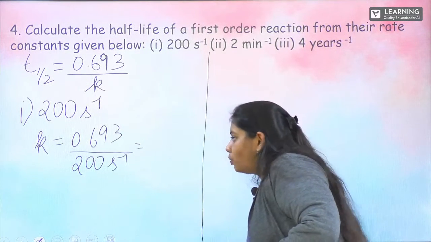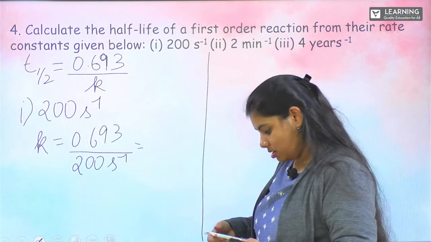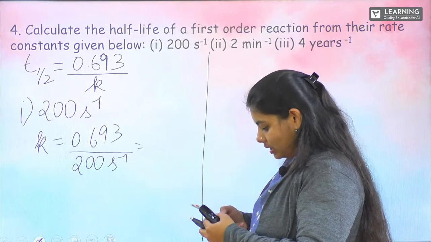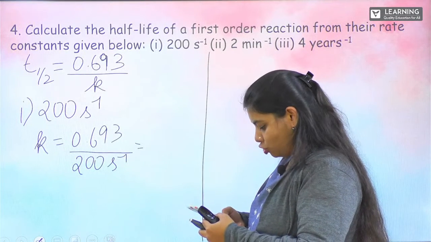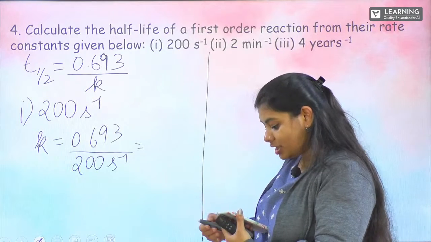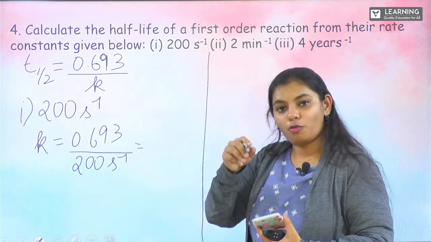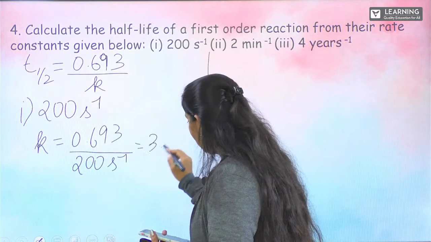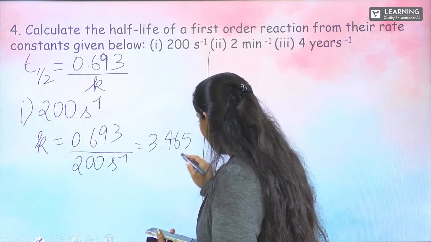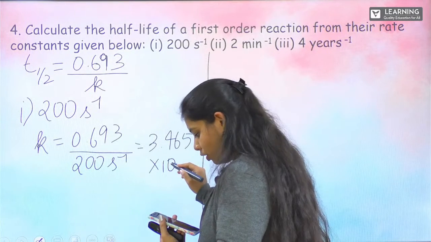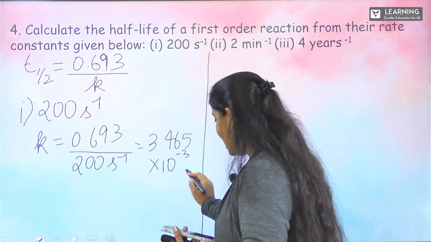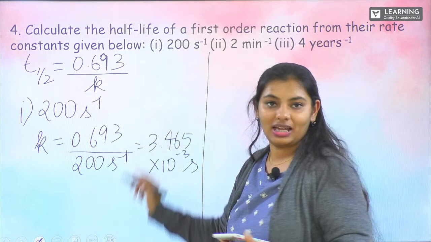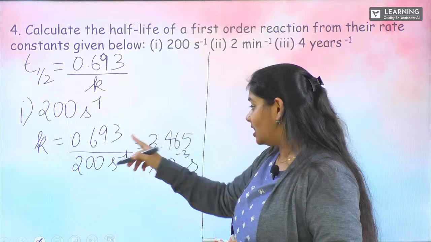Can you all calculate along with me and find this answer, which is going to be 0.693 divided by 200. That is 0.003465. So if I move the decimal point, I get 3.465 into 10 to the power of minus 3 second. Second inverse is going to go up and then we get second. This will be the rate constant for the first case.